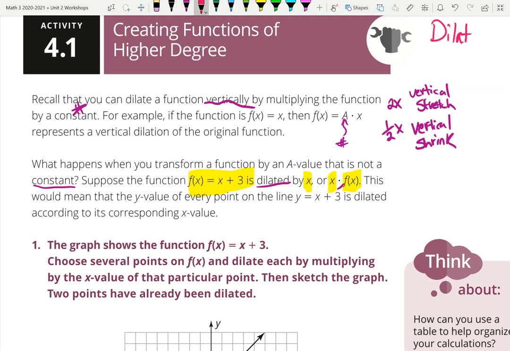Dilation, multiplication. Kind of like how you had to remember that parentheses meant multiplying. Same deal. So this would mean that the y value of every point on the line y equals x plus 3 is dilated according to its corresponding x value. Right now, this isn't going to necessarily make sense until the final moments of this exercise. So hold on with me and let's just keep going.